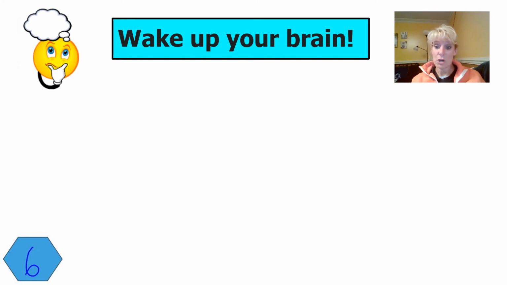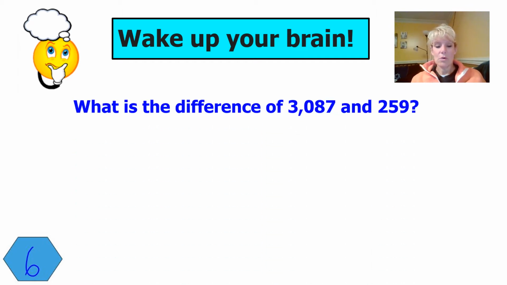So notice in the corner, I have a shape and it has the number 6. Can you tell me what it is? A hexagon? You're correct. All right, but I do have a different brain wake up for you. What is the difference of 3,087 and 259? Now remember that difference means to subtract. So pause the video, try it, and then come on back and we'll check together.